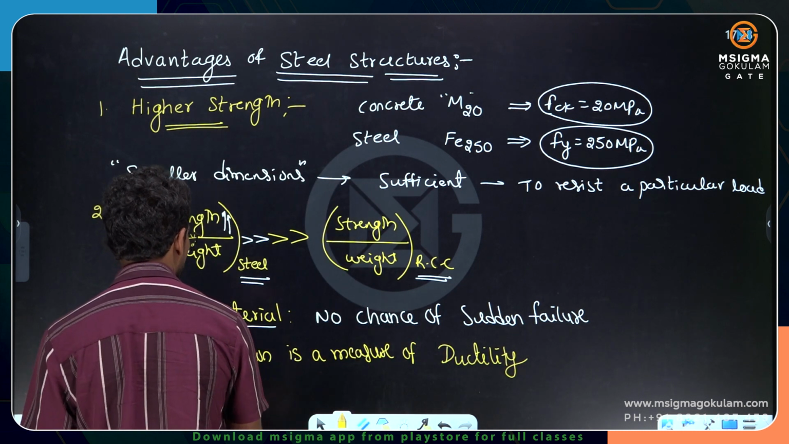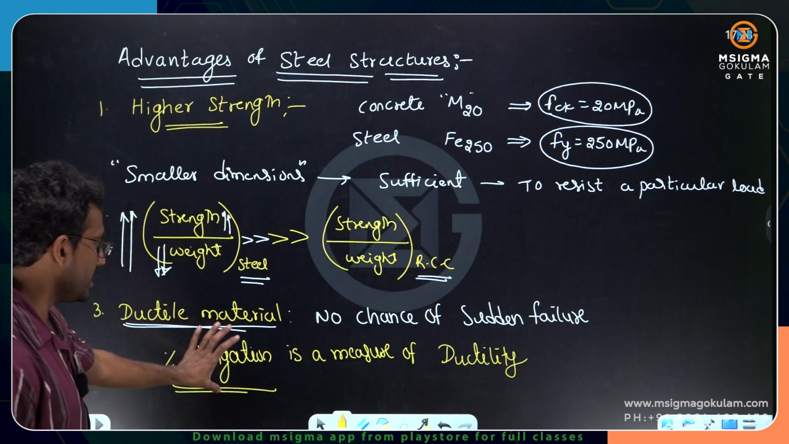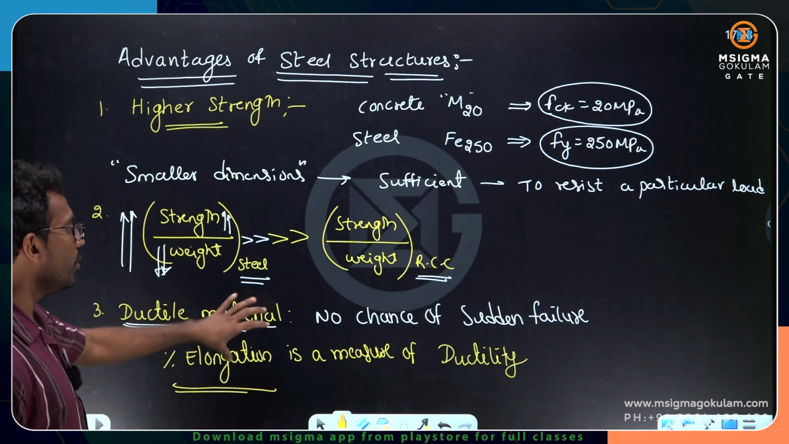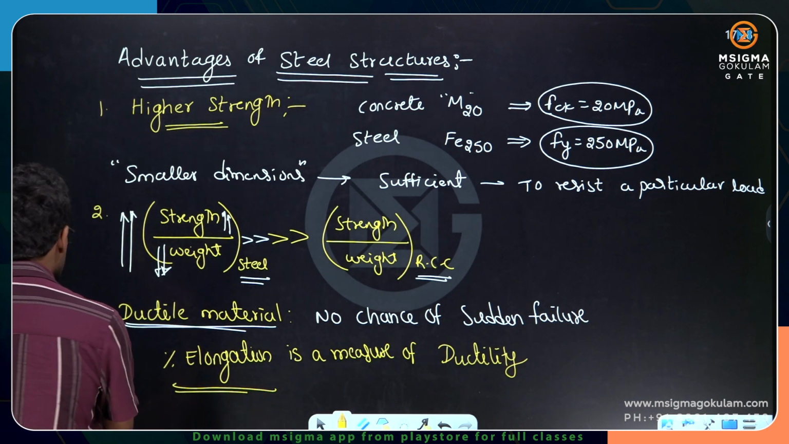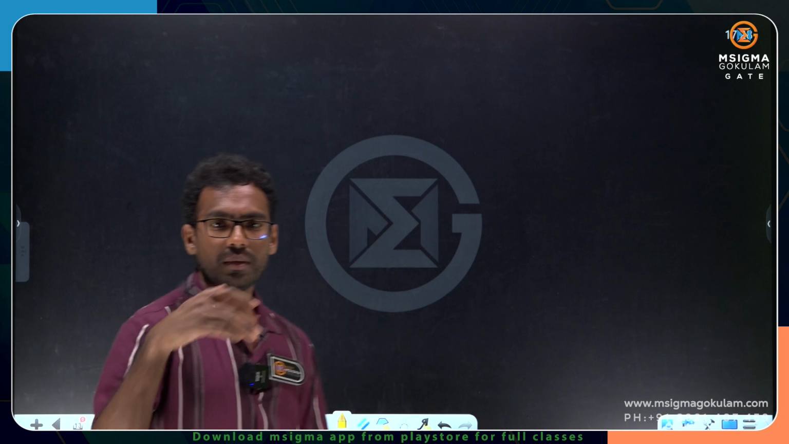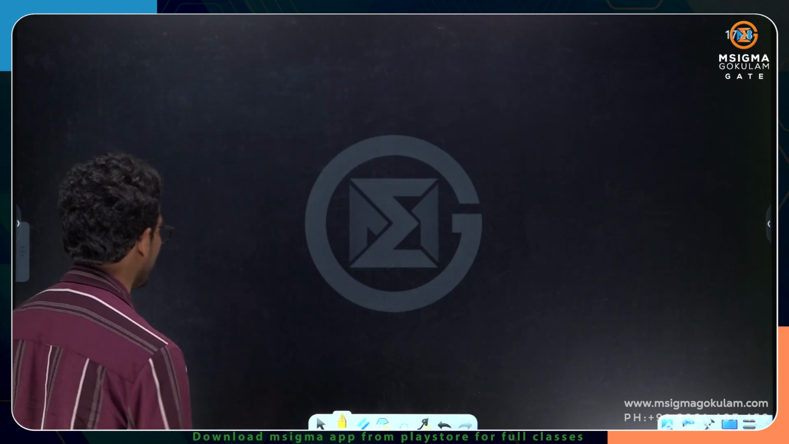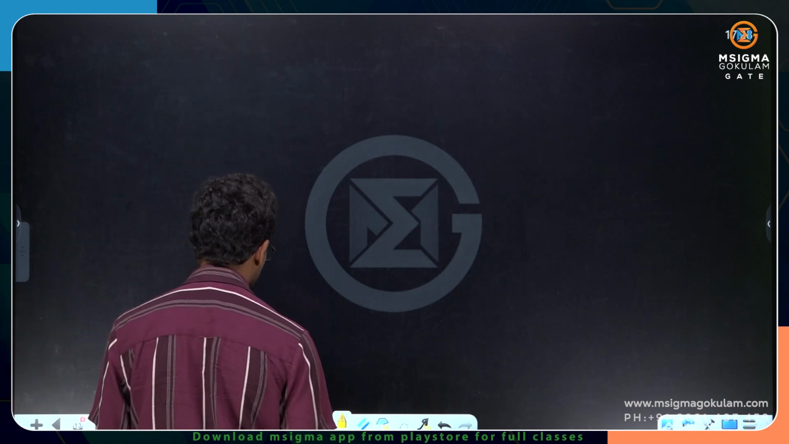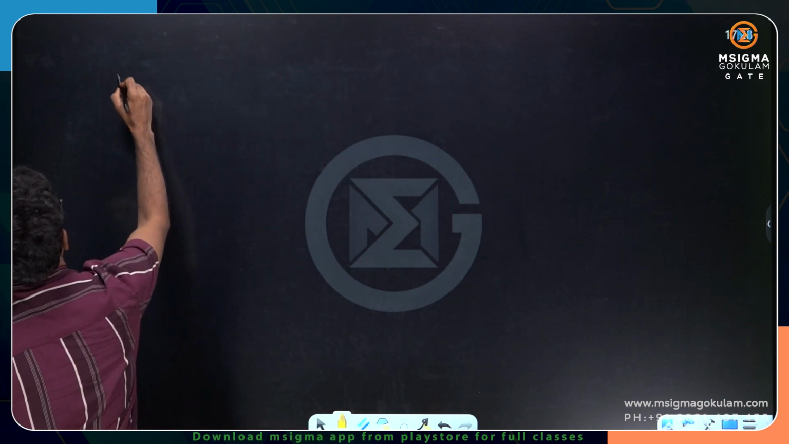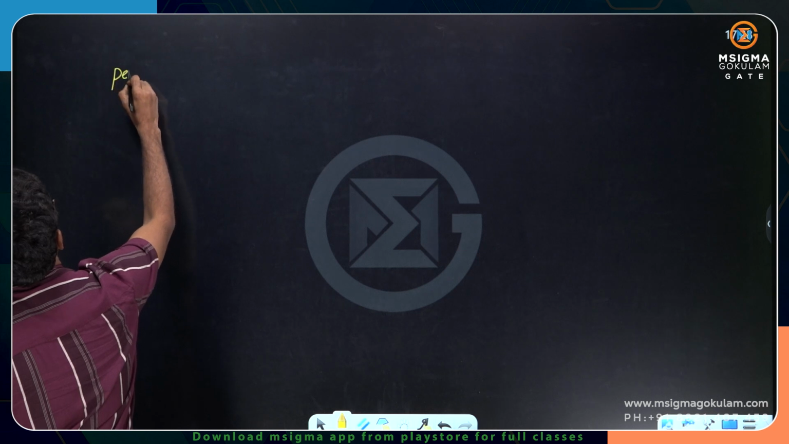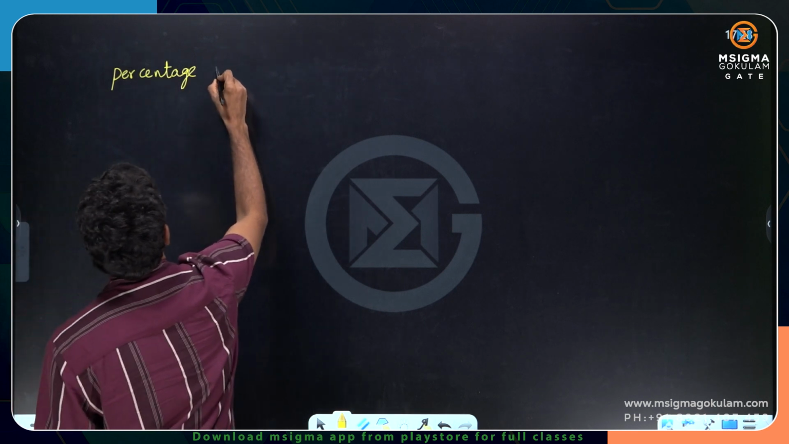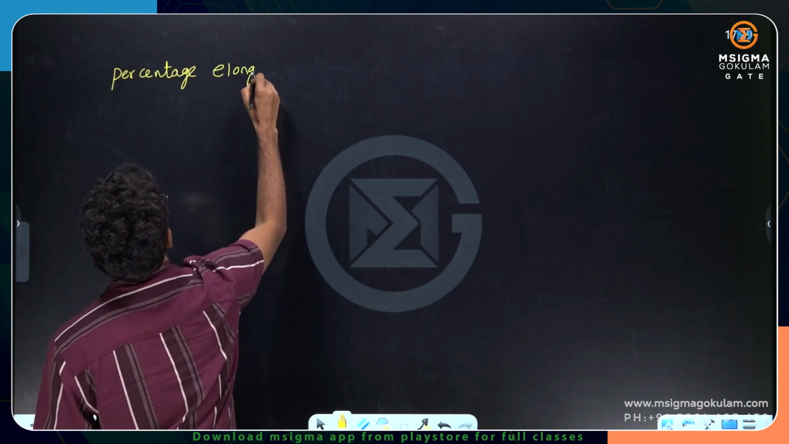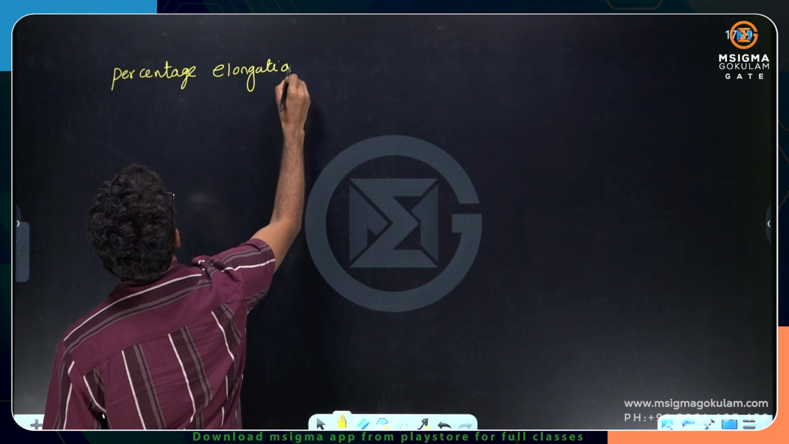So let us find how to find percentage elongation, and accordingly how do you define the ductility, brittleness? Let us look at that. So the behavior of a particular material, whether it is brittle, ductile or intermediate ductile, if you want to define it, basically we have to find out percentage elongation. So how would you find the percentage elongation?